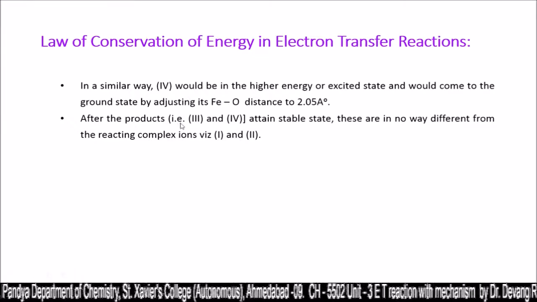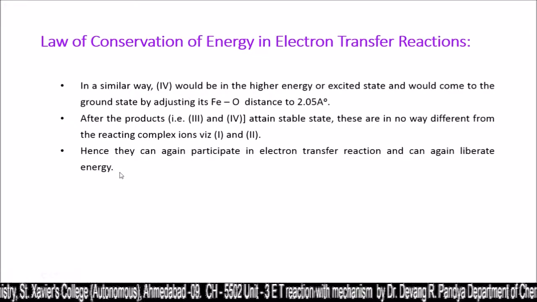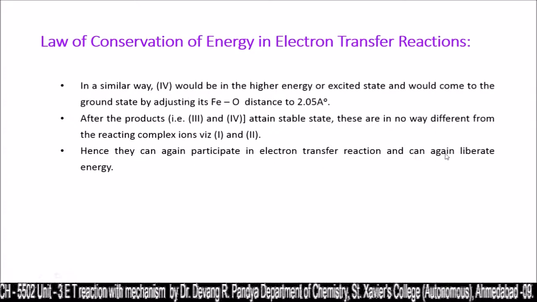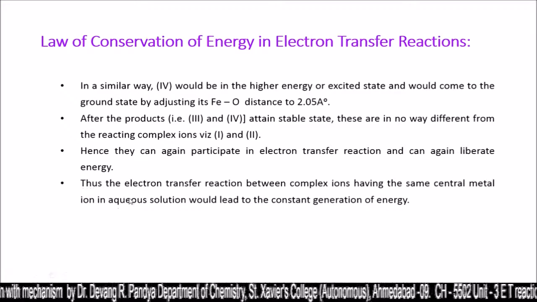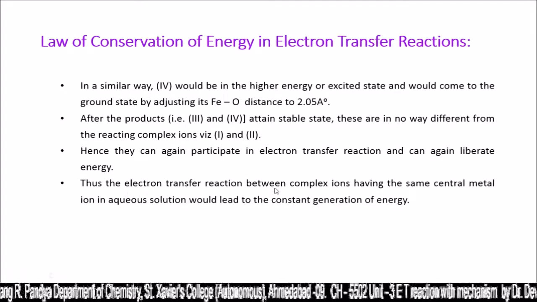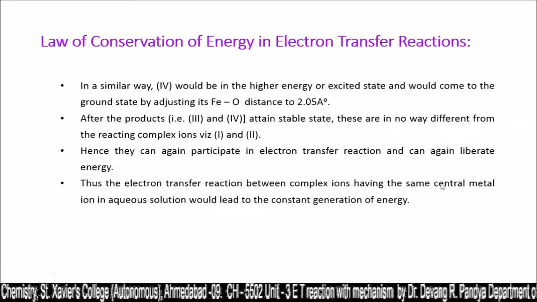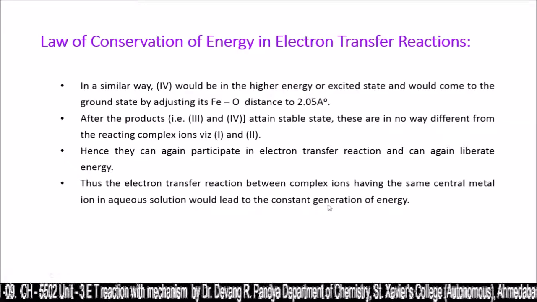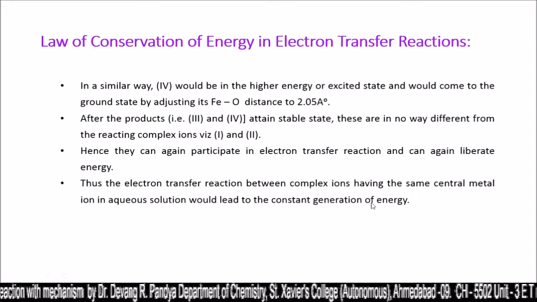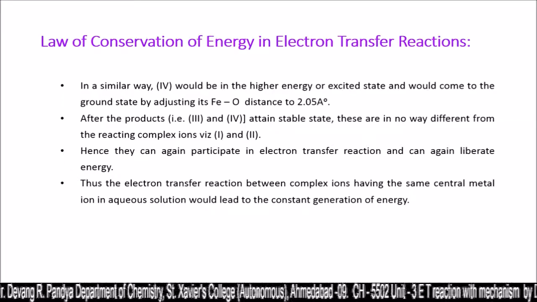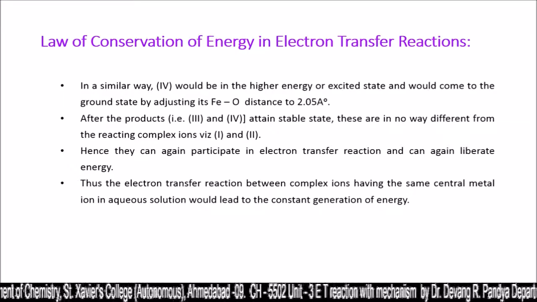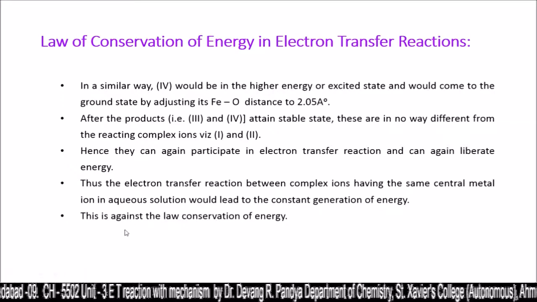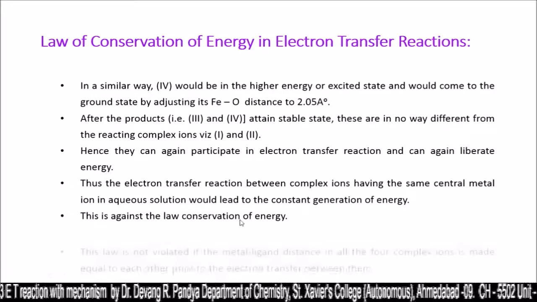So that energy is going to be consumed during the process. Hence they can again participate in the electron transfer reaction and can again liberate energy. Thus, the electron transfer reaction between complex ions having the same central metal ion in aqueous solution would lead to the constant generation of energy. And you could use this in energy generation without consuming the chemical compound. This is against the law of conservation of energy.